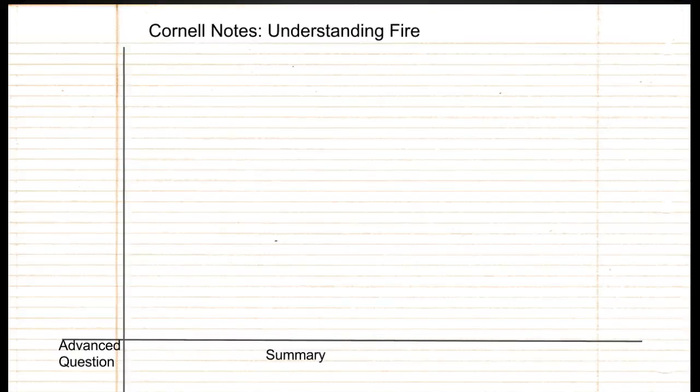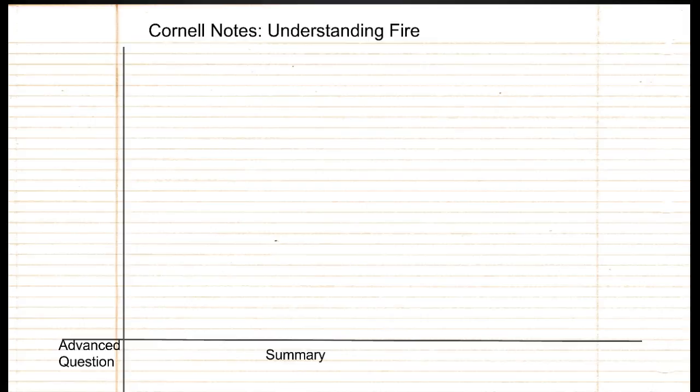Hello students, today you're going to take Cornell notes on understanding fire, which is a type of chemical reaction. Go ahead and set up your notebook, pause the video if it's going too fast, and this is the video that you make questions and then a summary and advanced question at the end.